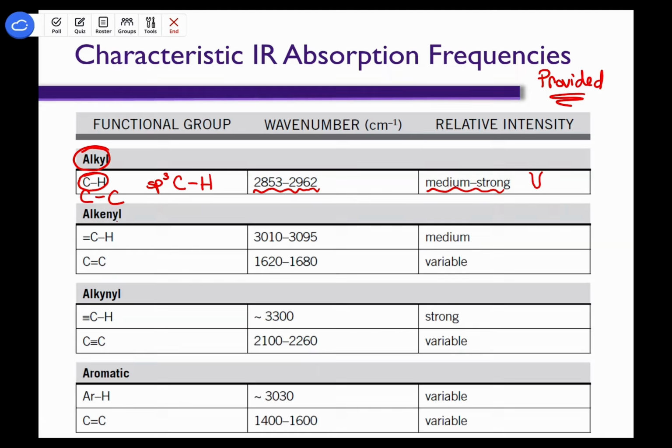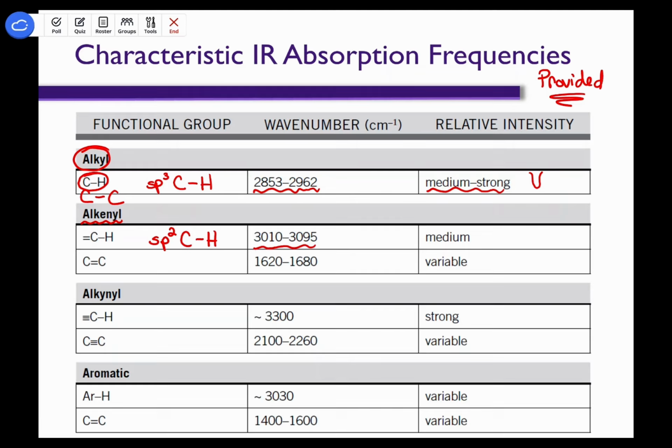Well, now let's go to an alkenyl group. If we have a carbon with a double bond, then that means it's going to be sp2 hybridized, or at least if it's a carbon with a hydrogen there. sp2 carbon-hydrogen bond vibration happens around 3000 wave numbers.